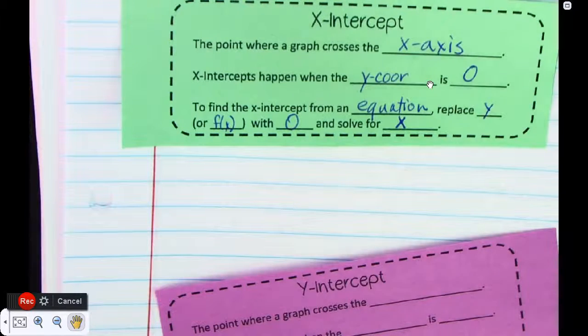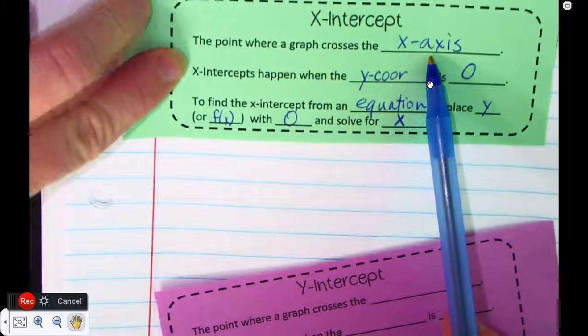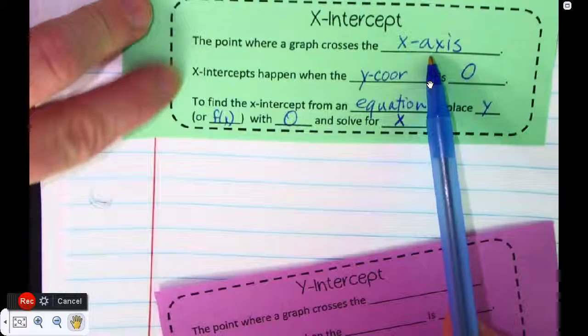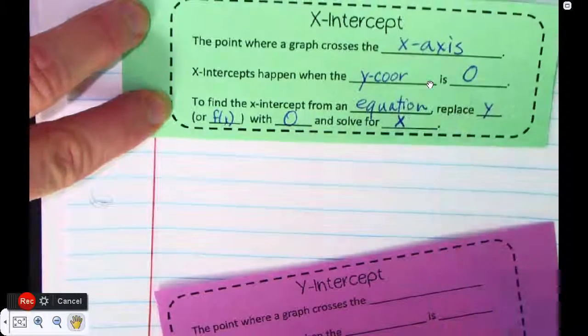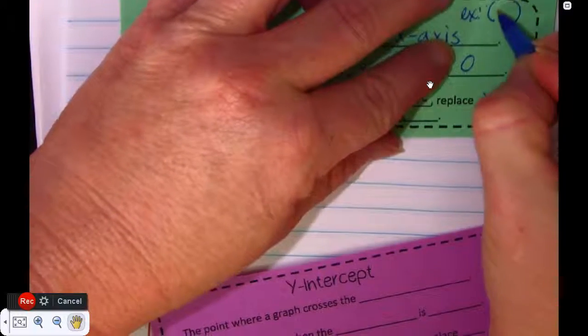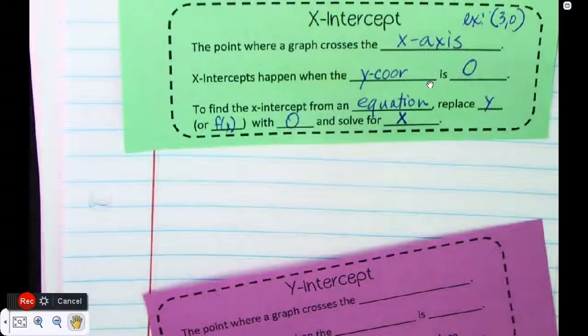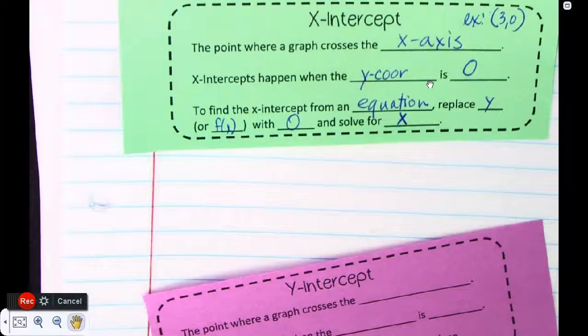I'm going to show you another way. You're really going to like this other way, I promise you. So the x-intercept is where the point crosses the x-axis, so y is going to be 0. An example would be, let's put an example up here, 3, 0. So 3, 0 would be the point where that crosses the x-axis. It crosses at point 3. Sometimes if they just ask for the x-intercept, they might just want one number. They just want you to say 3 and not 3, 0.